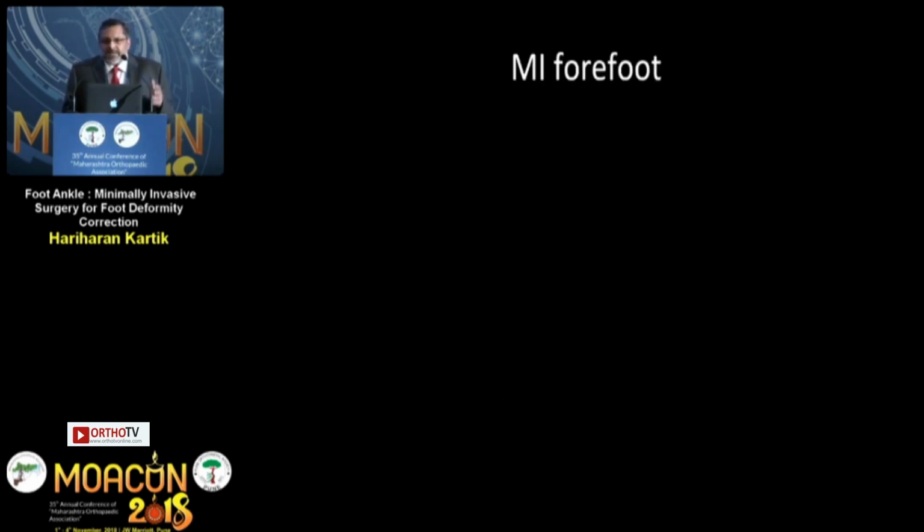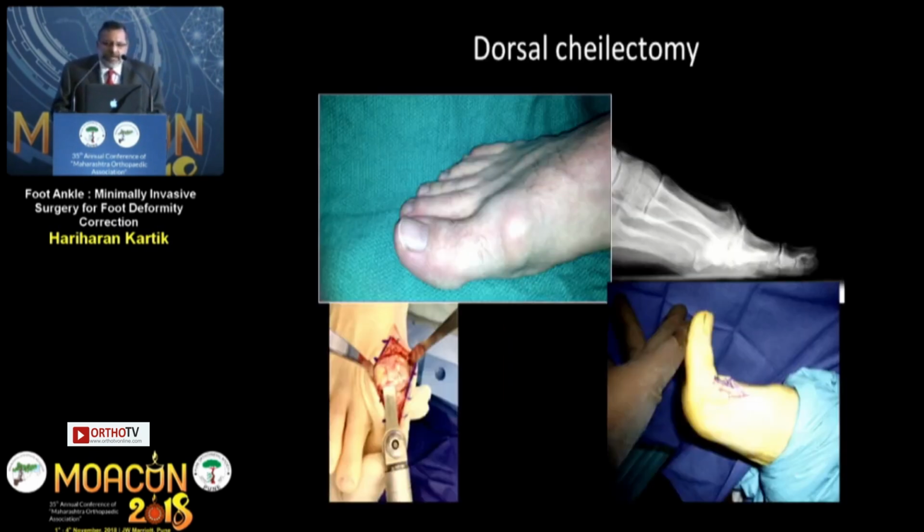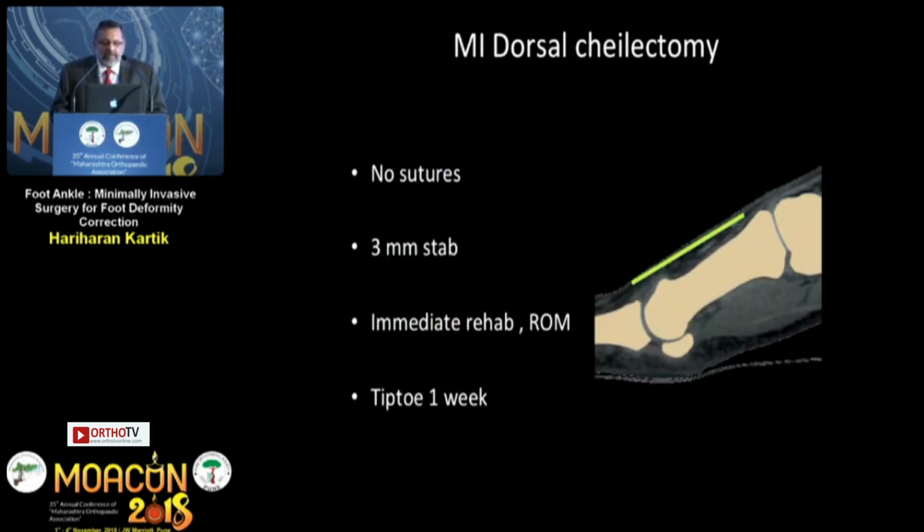So let's look at the forefoot to begin with. You have the dorsal cheilectomy. It's a very well recognized operation. We've all done it. It gives predictably good results, but you do have to make an open incision. You have to strap or brace the big toe in order to avoid deformity, particularly if you're using a medial or a dorsomedial approach.